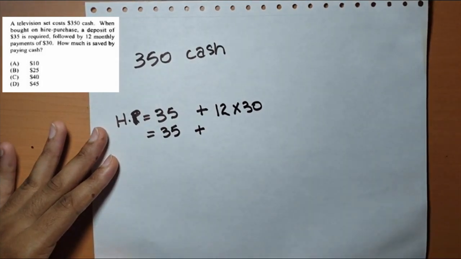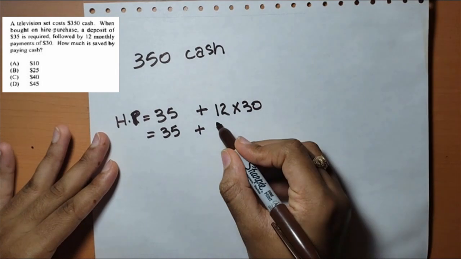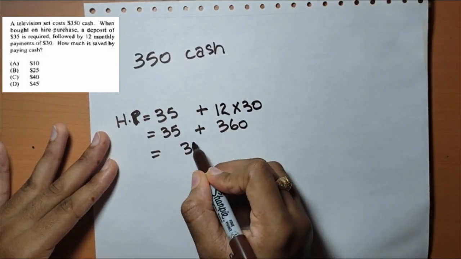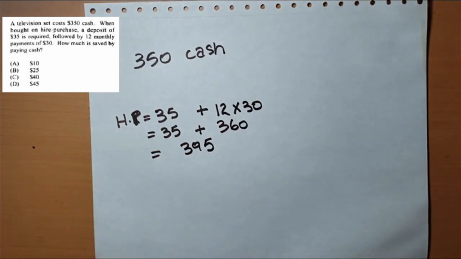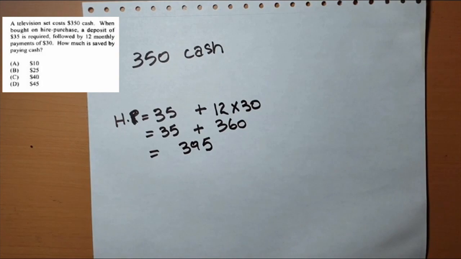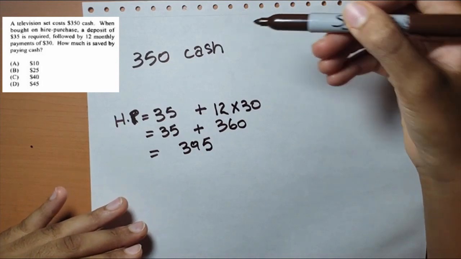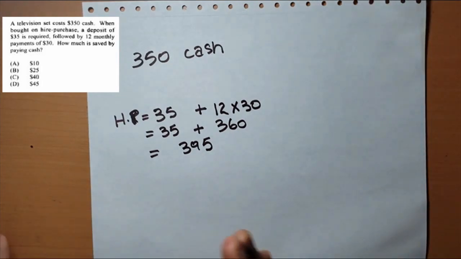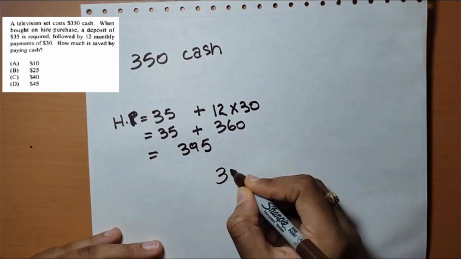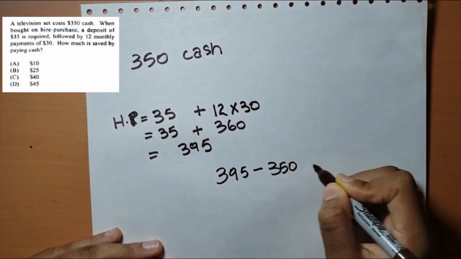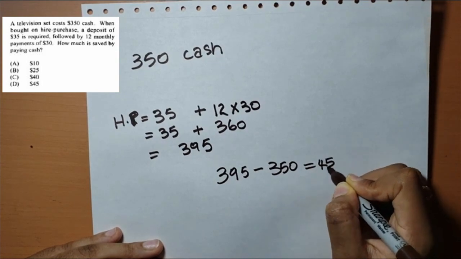So 12 times 30 from the top of my head is 360. Then this is 395. So by hire purchase, you're paying Courts or Singer or wherever $395, but you realize that you're paying more than you would pay if you're paying in cash. So what they want is how much is saved by paying cash. So how much is saved by paying cash is $395 minus $350, which leaves us with $45.